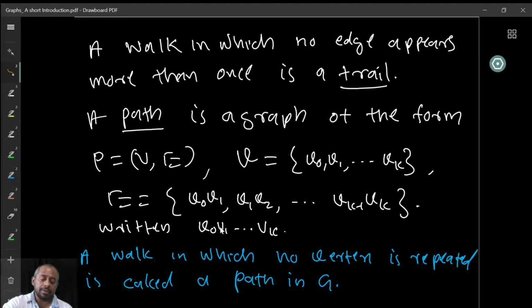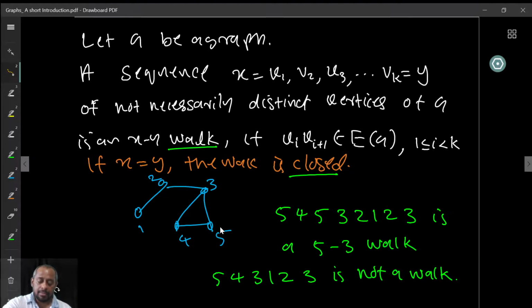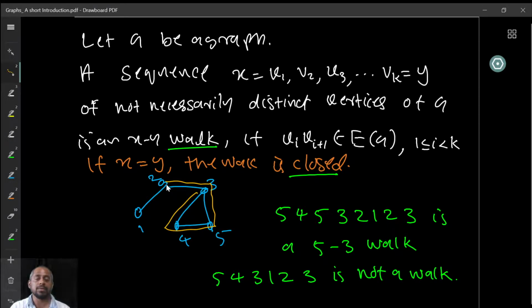Now, if I don't allow to repeat the edges more than once, so no edge appears more than once in the walk, then it's called a trail. So if I look at this, for example, 4 to 5, 5 to 3, and 3 to 2, this is a trail because edges are not repeated. But I am allowed to repeat vertices. So I can, for example, look at 3 to 4, 4 to 5, then 5 to 3, and then 3 to 2. This is also a trail because I am allowed to repeat the vertices, but not edges.